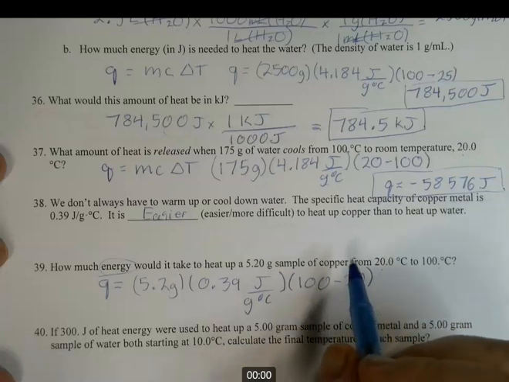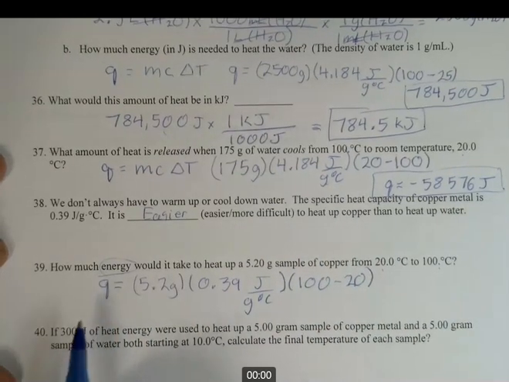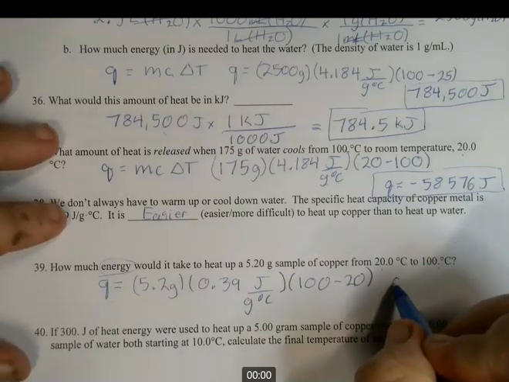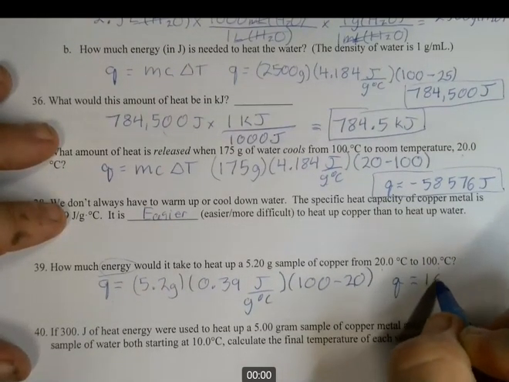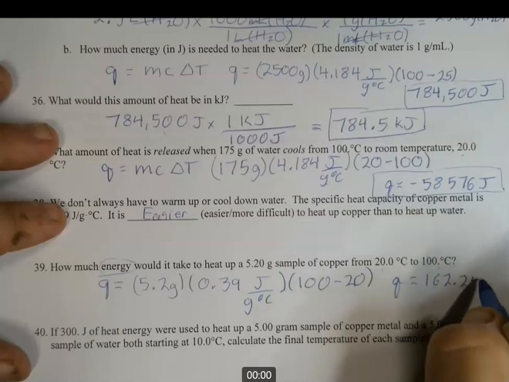So that's going to be a positive number. That means the heat is positive. That means the heat is going in, and that's what's causing it to heat up. And that's going to be 162.24. And that's joules.